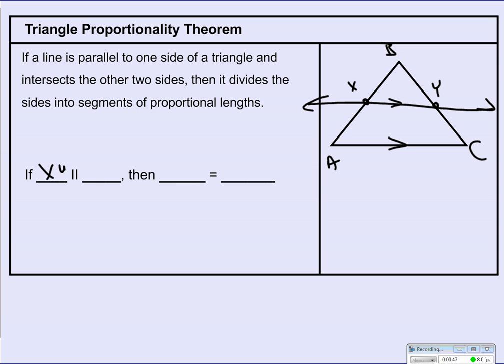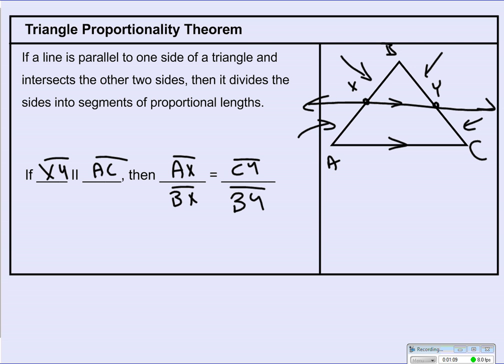All right, so I drew XY, it's parallel to AC. Here's what happens. These two sides that are created, this one, this one, this one, this one, they're proportional to each other. So AX over BX is equal to CY over BY. All right, so part over part equals part over part. It splits those sides into segments of proportional lengths. That means those two sides are in proportion.